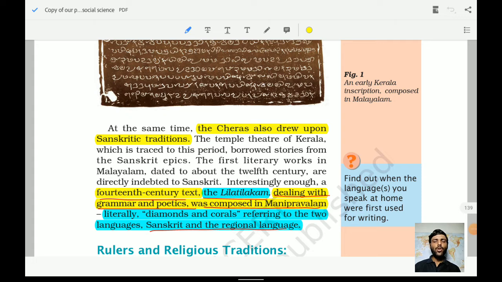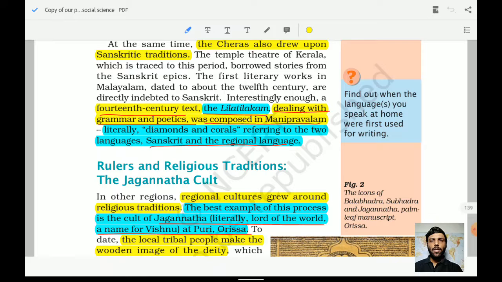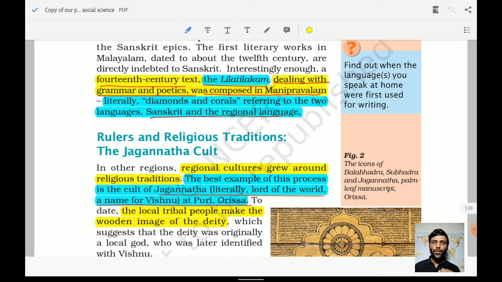The Cheras also drew upon the Sanskrit traditions. The 14th century text, I have already underlined the text. Few texts become really important, and their authors as well, but here the information about the text has been provided. The name of the text was the Leela Tilakam, dealing with grammar and poetics, composed in Manipravalam. So what is Manipravalam? First let us understand this particular text. Its name was Leela Tilakam, and it was dealing with grammar and poetics.